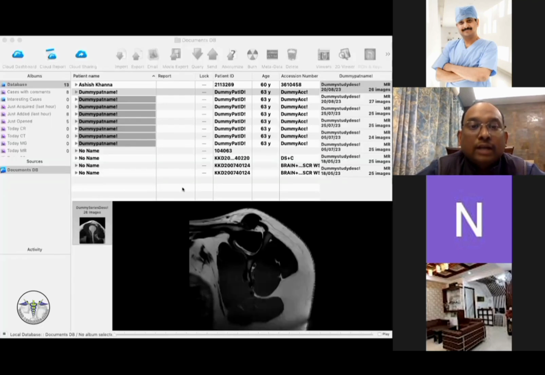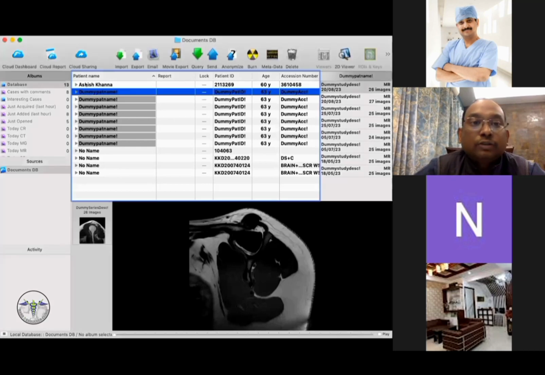This case also has a CT image. So I will try to show you the CT as well.